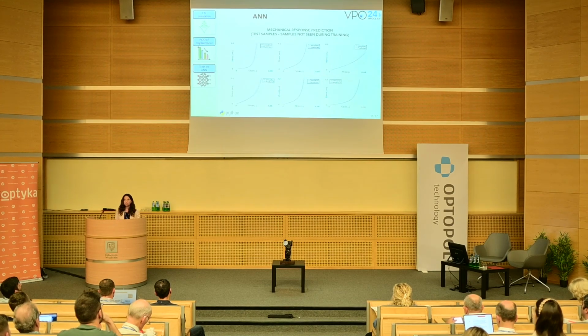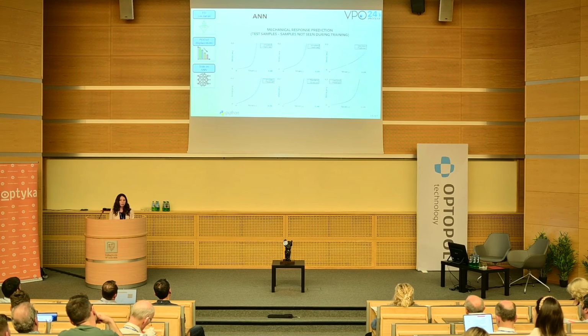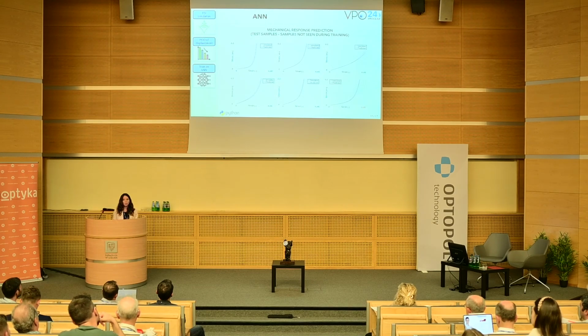When training an artificial neural network, usually the data are divided into train and test cases, and the test cases are not used during the training. So these are the results when using the test data, and we can say that the mechanical response of the corneal tissue simulated, that is the one we used in the simulations, and the mechanical response predicted by the artificial neural network are the same, and this proves the reliability of our neural network.